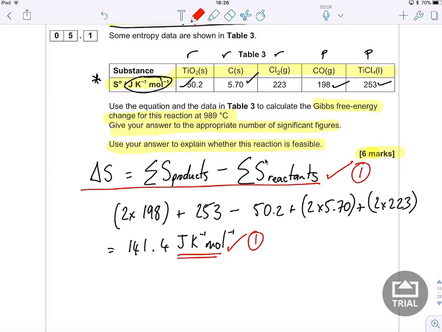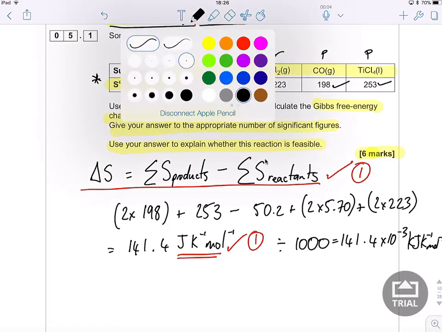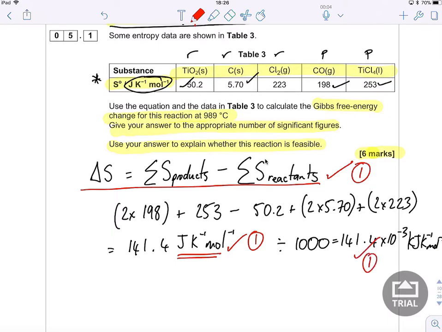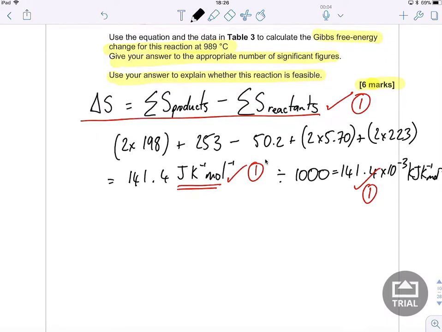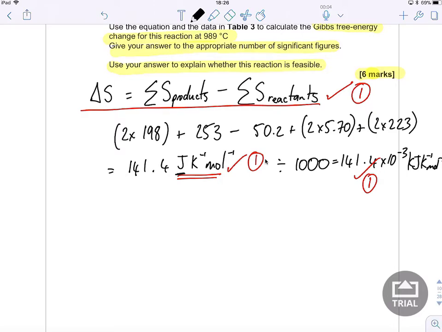So to do that, I need to go from joules into kilojoules, so I need to divide by 1,000, which would get me 141.4 times 10 to the negative 3 kilojoules per Kelvin per mole. Okay, and if you do that in this question, you got 1 mark, and that's a really common error that students forget about in an exam, that entropy is in joules and enthalpy and Gibbs free energy are in kilojoules per mole.